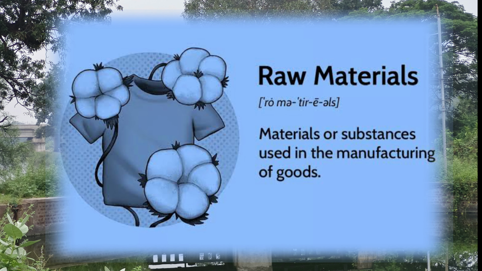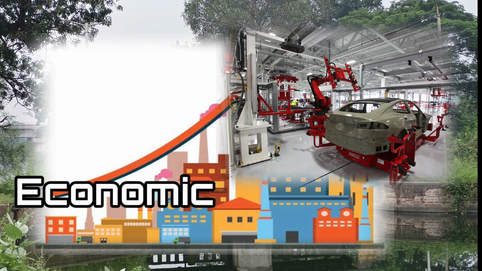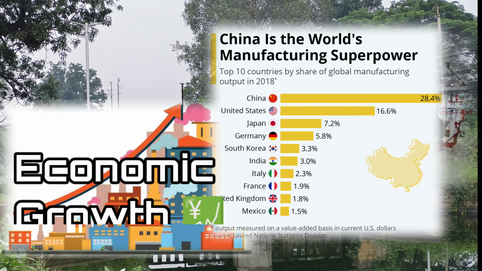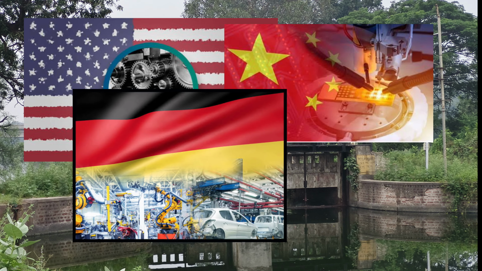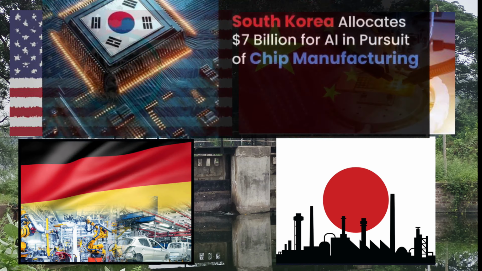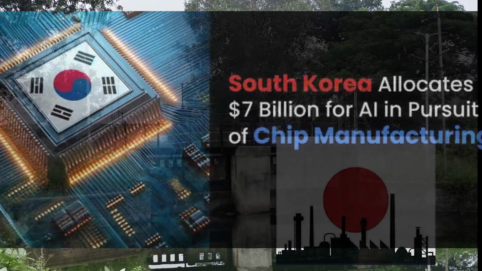Manufacturing is the process of converting raw material into finished goods. Economic growth and development largely depends on a country's ability to manufacture goods. USA, China, Germany, Japan, and Korea are the world's leading industrial nations.